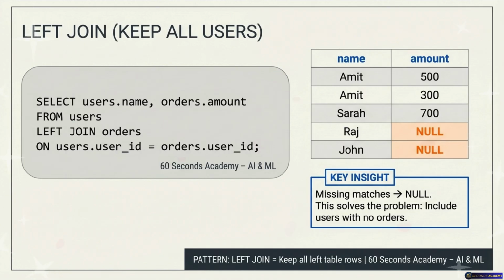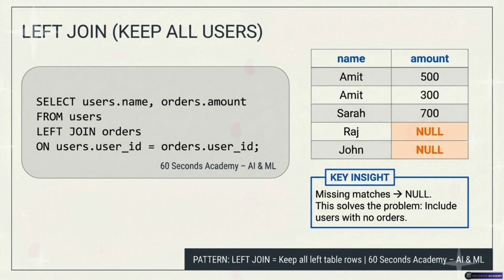The execution engine still gives us Amit twice and Sarah once, but the left join forces the engine to preserve every single row from the left table. And just to clarify for everyone listening, does left literally just mean whichever table I typed first in my FROM clause? Yes, exactly. The table declared first is the left table. So because users is on the left, Raj and John are injected back into our result set.